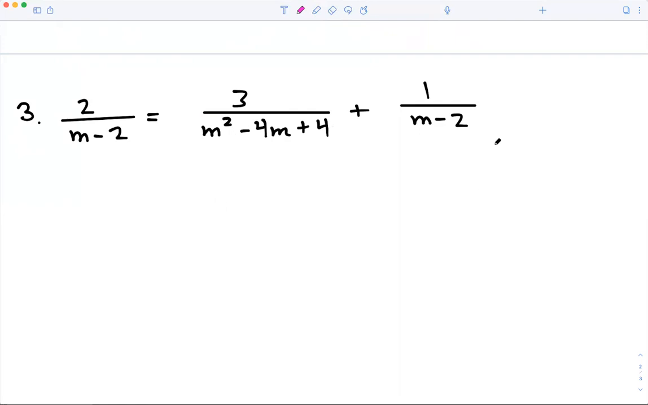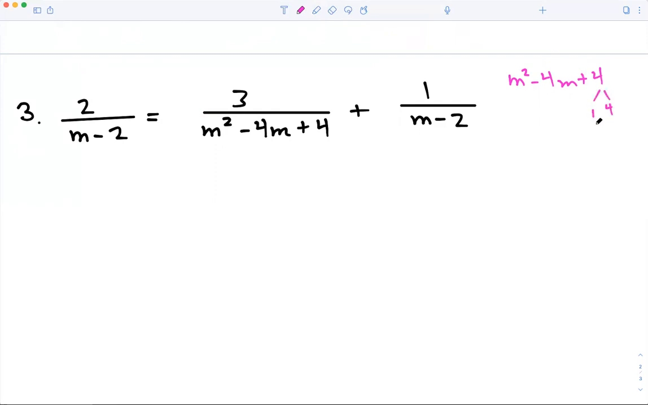Okay, assuming you've tried, we've got m squared minus 4m plus 4. What are the two factors of 4 that add to 4, and both of them are negative? Okay, so we got two factors of 4. We got 1 and 4.